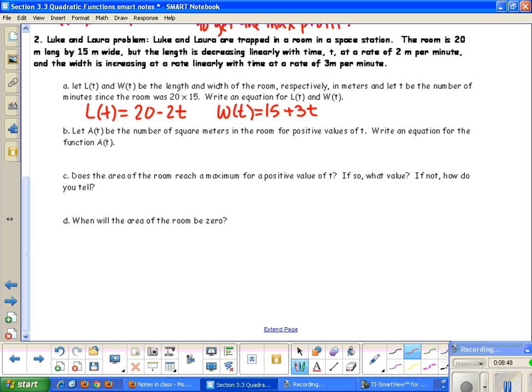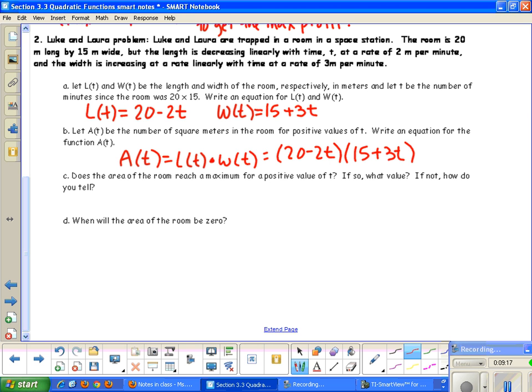Then it says, let A(t) be the number of square meters in the room for positive values of t. Write an equation for the function A(t), and this really means we're trying to find the area. So the area, of course, is going to be length times the width, which in this case is (20 - 2t)(15 + 3t).